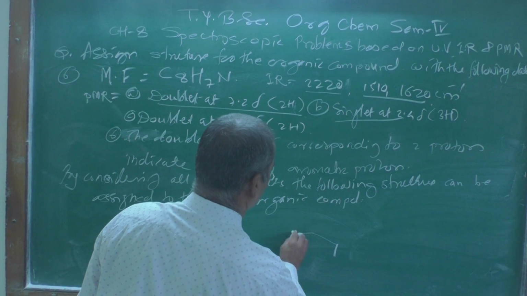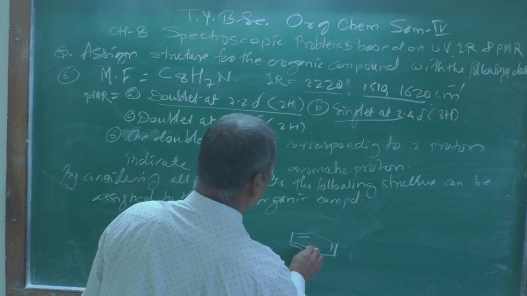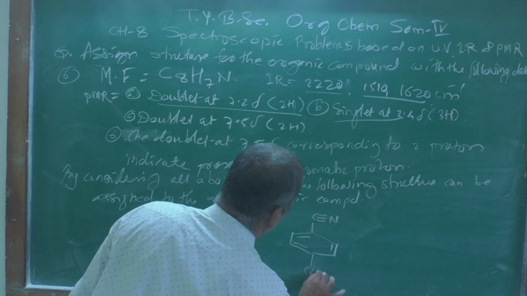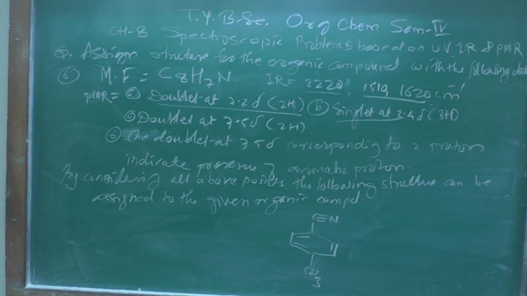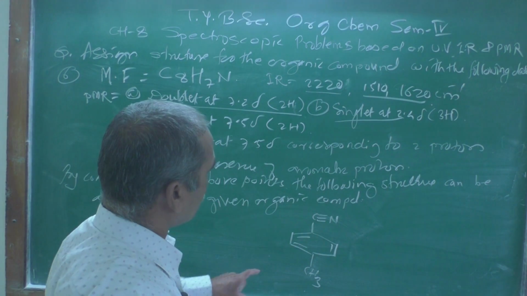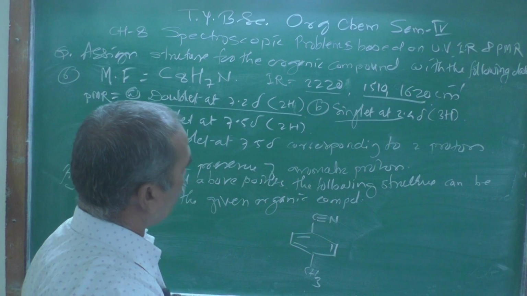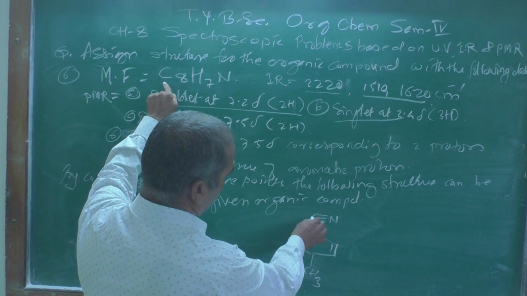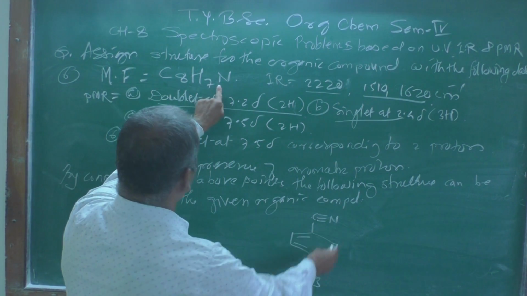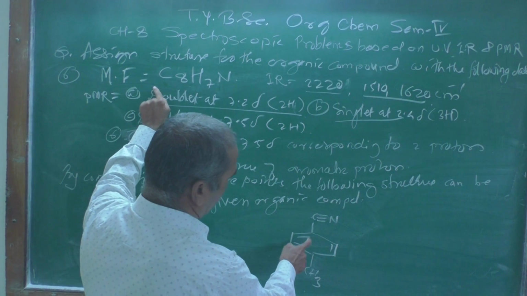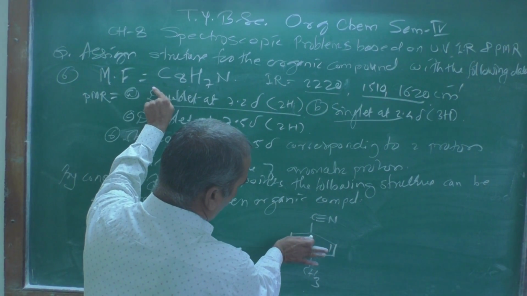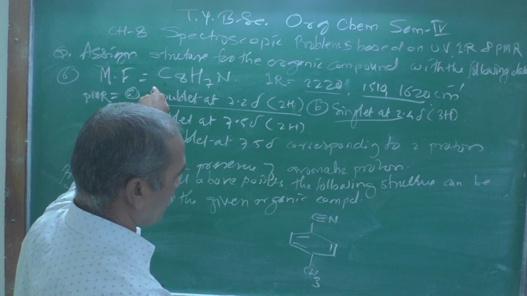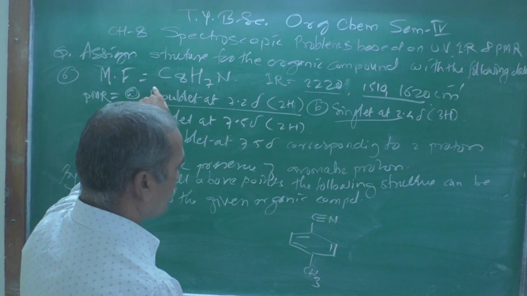Let's see here. This is the compound which I am writing over here: C triple bond N, then there will be a methyl group. Look at this structure carefully. Does it fulfill all the values given here? Carbon 8, hydrogen 7, nitrogen 1, and 6 sites of unsaturation: 3 double bonds and 1 ring, benzene has 4, and the carbon-nitrogen triple bond has 2 sites of unsaturation, total 6.